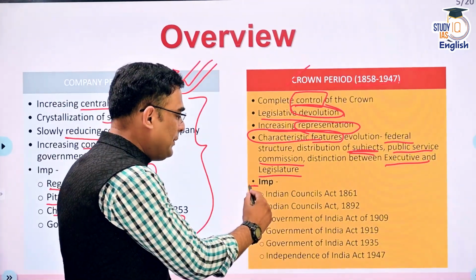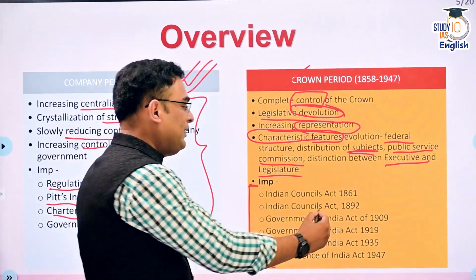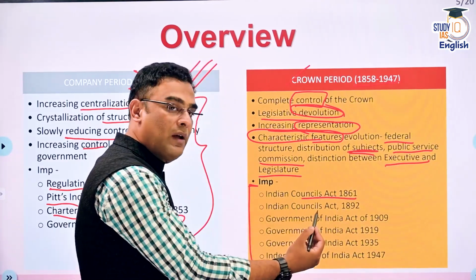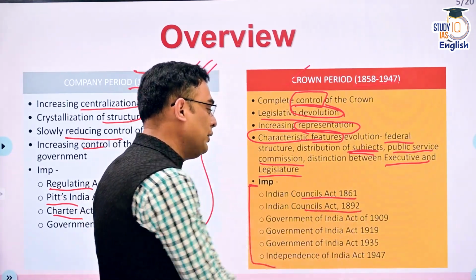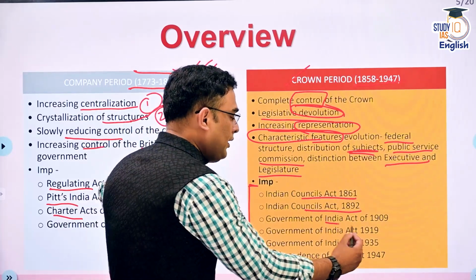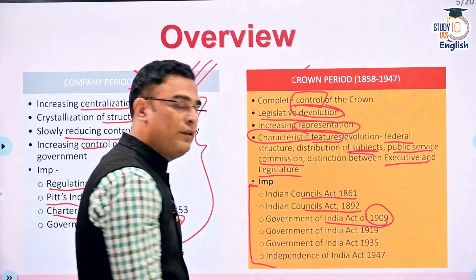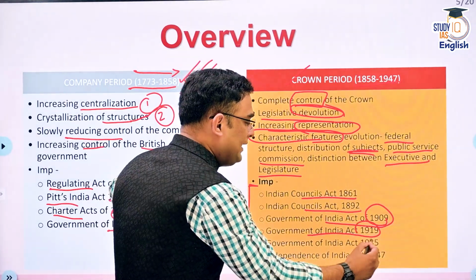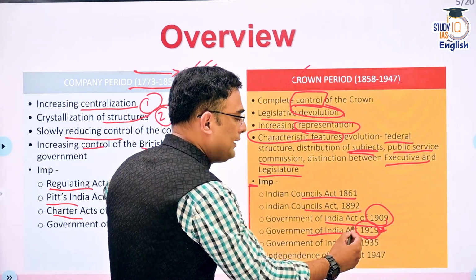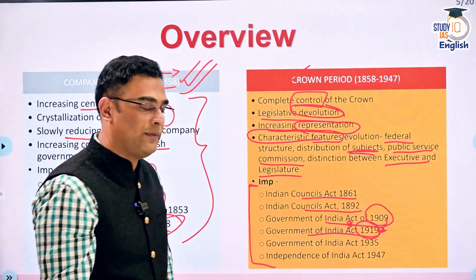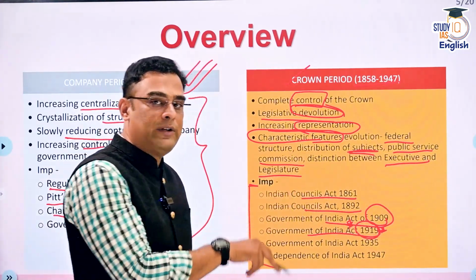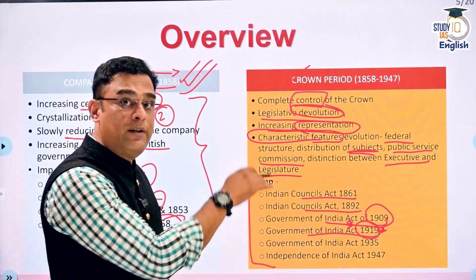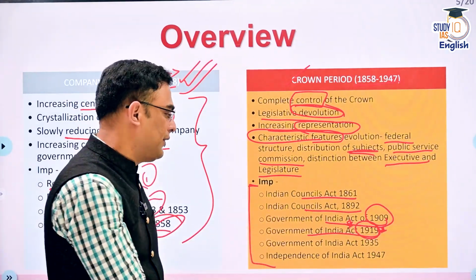What are the acts that we must know about? Council Acts of 1861, Council Acts of 1892, very important, Government of India Act of 1909, the most important Government of India Act of 1919, what we call as Montagu-Chelmsford reforms. So Morley-Minto and Montagu-Chelmsford are very important, more so Montagu-Chelmsford.